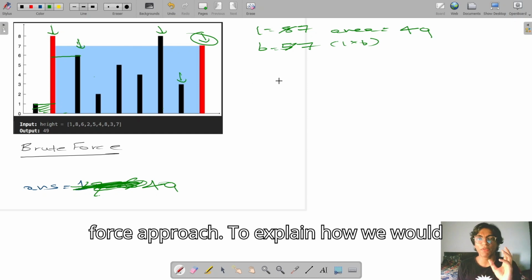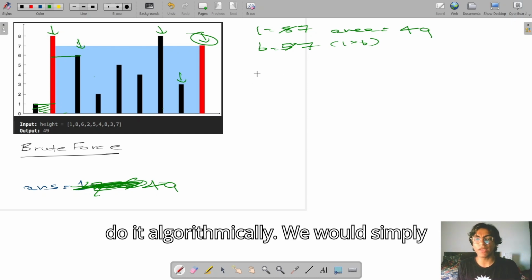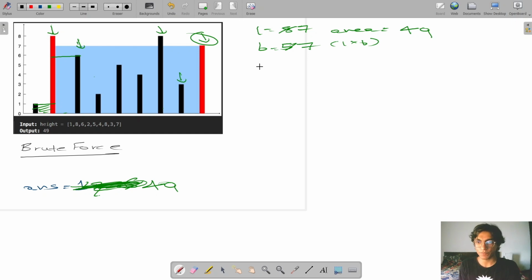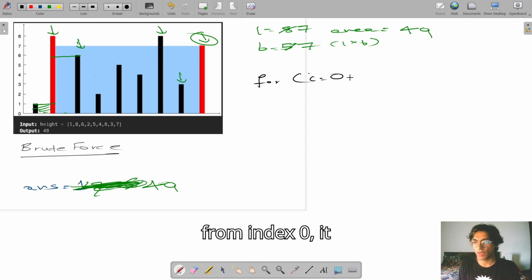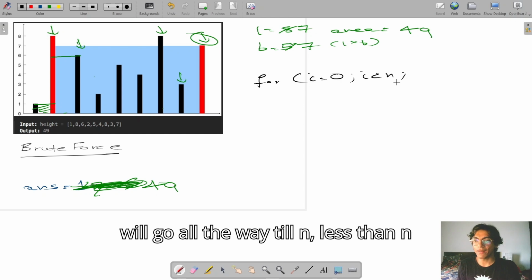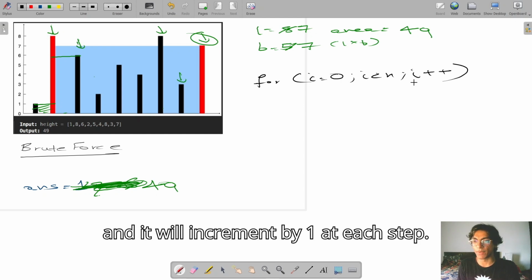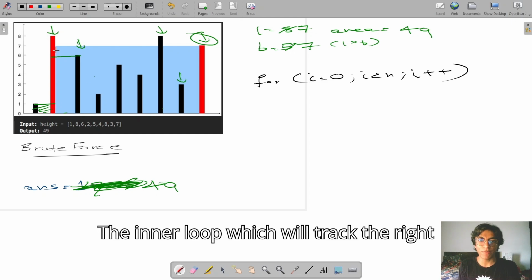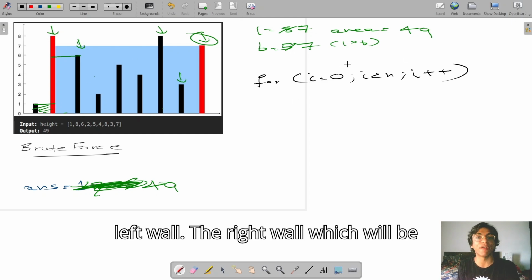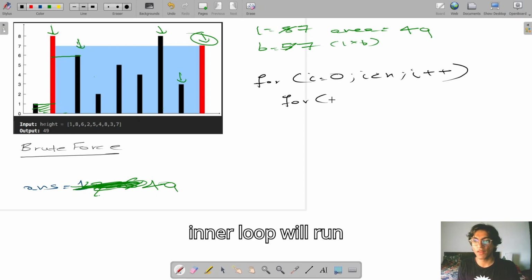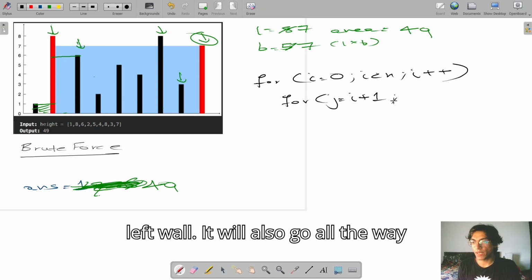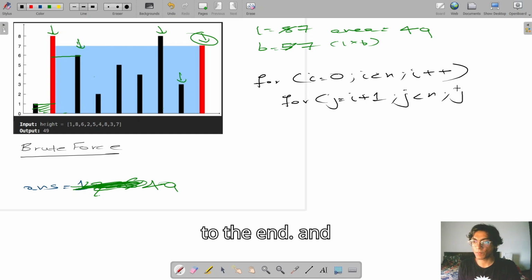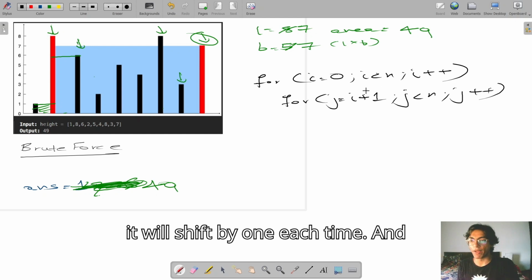To explain how we would do it algorithmically, we would simply have 2 loops running for us. The first for loop, which is basically the loop for the left wall, will run from index 0 all the way till less than n, and it will increment by 1 at each step. The inner loop, which will track the right wall, will run from the place right next to the left wall. It will also go all the way till the end, and it will shift by 1 each time.